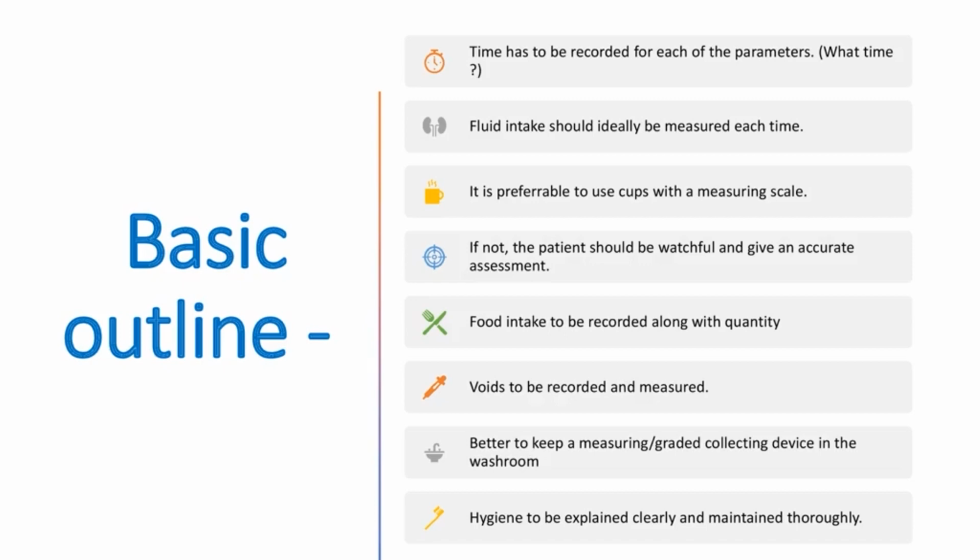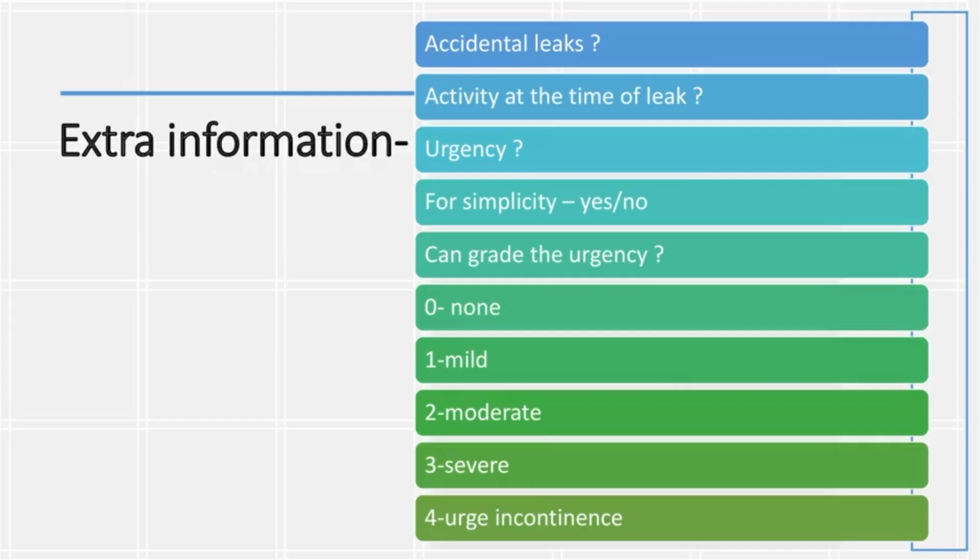So the basic outline of the bladder diary is that for each of the parameters, you have to document the time at which they are taking place. The fluid intake should be charted according to the time. It is imperative that the patient should probably be drinking in a glass which has the measurement titrations. That would be ideal. Even the food that she takes she should be able to tell us the amount and the time for the bladder diary to be effective. And also, most importantly, her voids have to be measured and have to be timed.